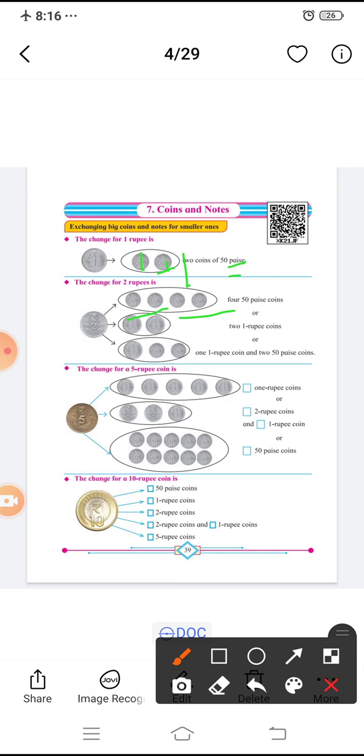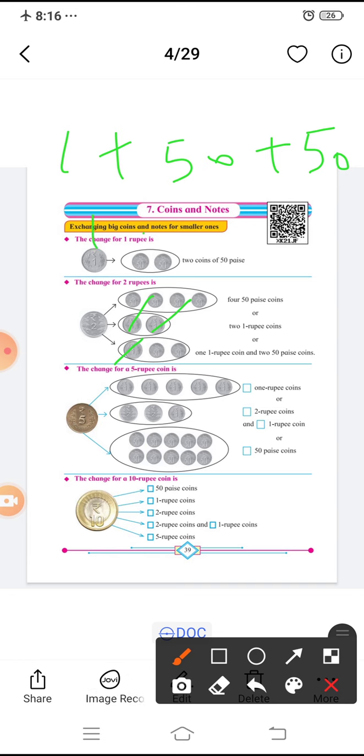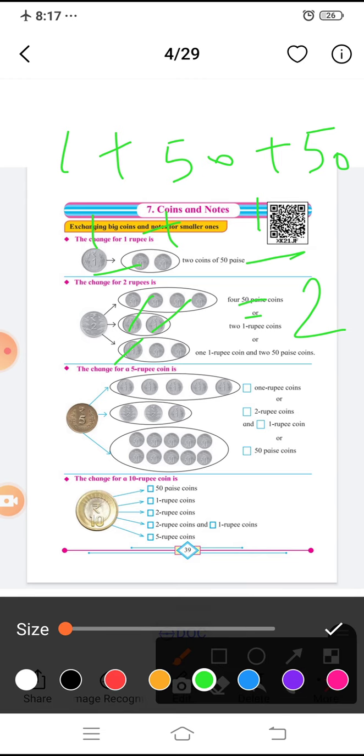Now in the next method, how many 1 rupee coins are needed to make 2 rupees? 2 coins of 1 rupee. Correct? 1 rupee and 1 rupee, 2 coins of 1 rupee you all need. In the third method you see, 1 rupee coin plus 2 coins of 50 paise. So 2 coins of 50 paise is 1 rupee. So 1 plus 1 is 2 rupees. This is the other method. Okay.